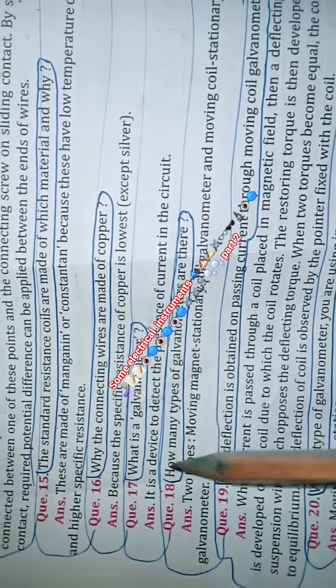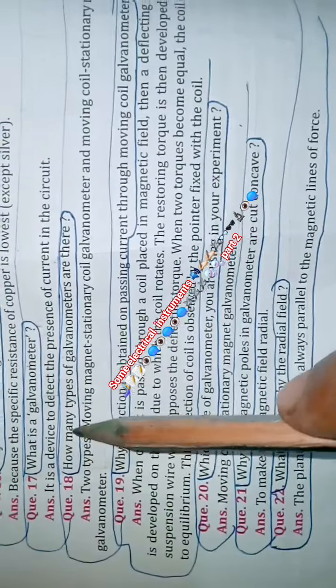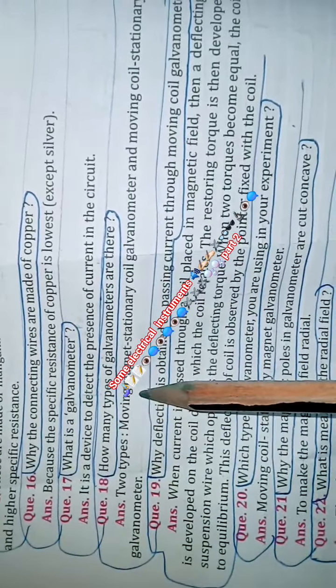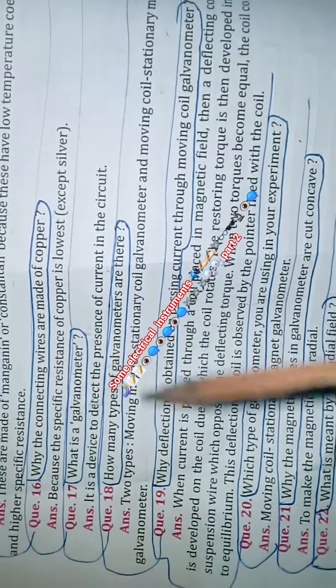What is a galvanometer? A galvanometer is a device that detects the presence of current in the circuit. How many types of galvanometer are there? There are two types: moving magnet stationary coil galvanometer, and moving coil stationary magnet galvanometer.